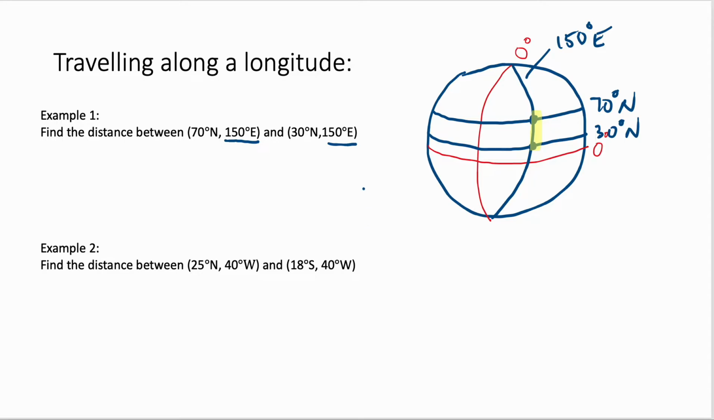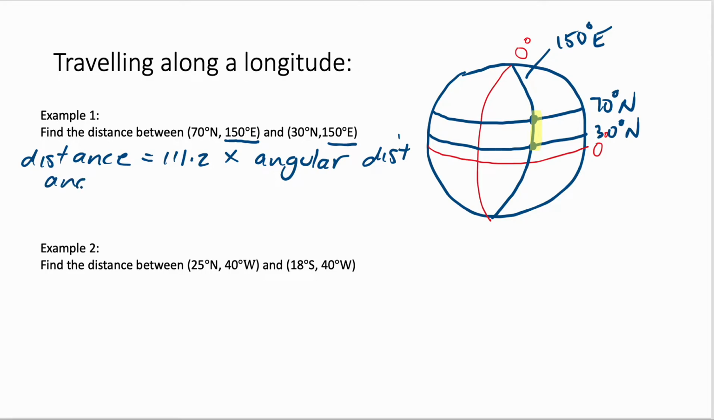So here we can see that to travel between these 2 places, we're traveling on a longitude. So we're going to be using our basic rule that distance is equal to 111.2 times the angular distance. Now the angular distance, we have to be careful calculating that. We'll need to work that out first. You have to consider whether you're crossing over the equator or not. So here, both our locations are in the north. So when they're both the same, we're going to subtract our angles.